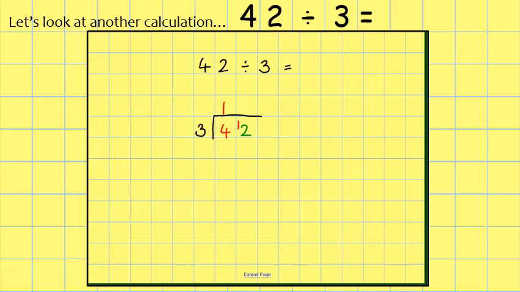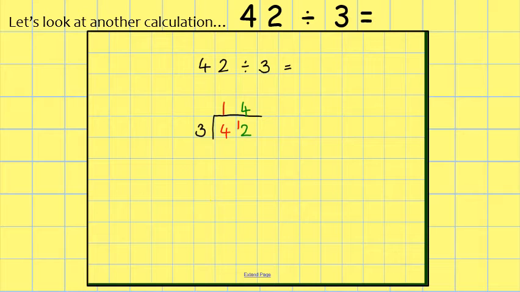Now ask yourself, how many lots of 3 are there in 12? We can use repeated addition for this one to help us if you want to. Think of it as jumps on a number line. So we've got 3, and then plus 3 is 6, and then another 3 is 9, and then a fourth 3 is 12. So there are 4 lots of 3 in 12.